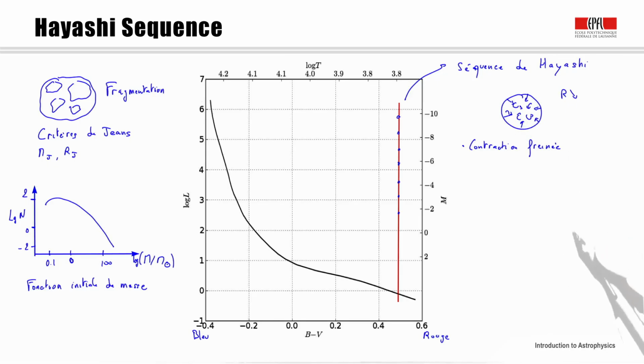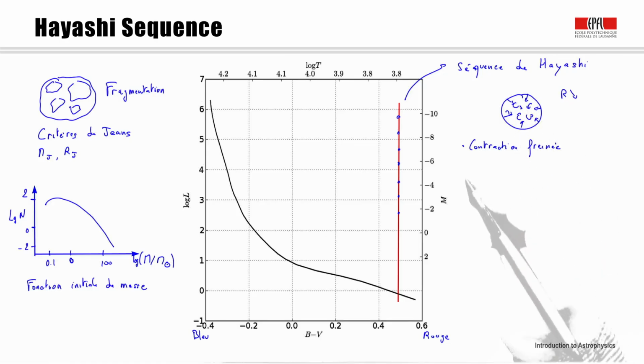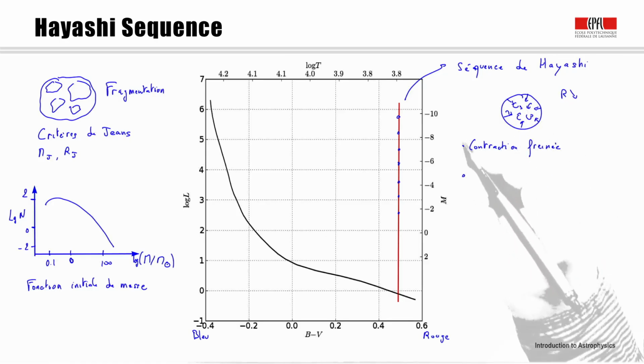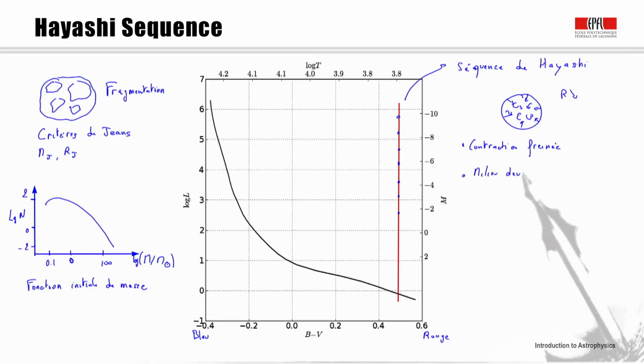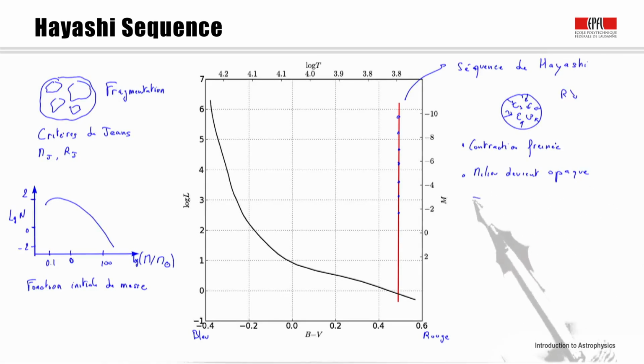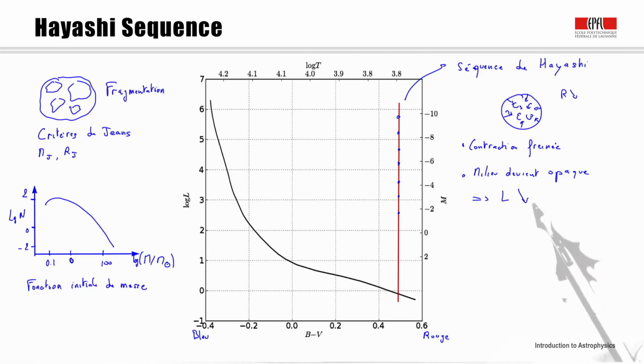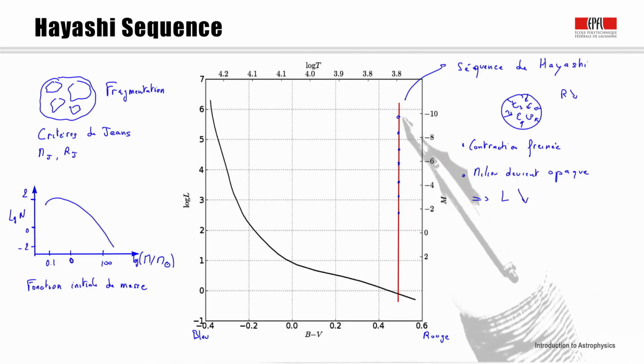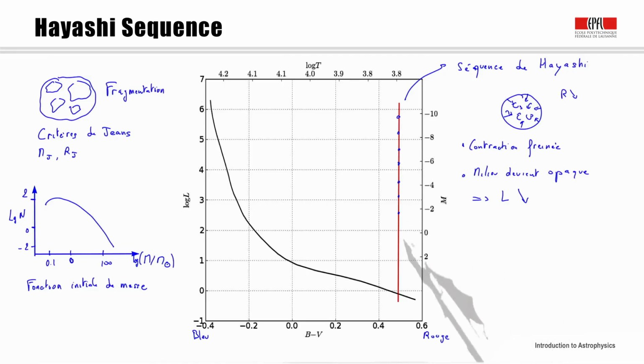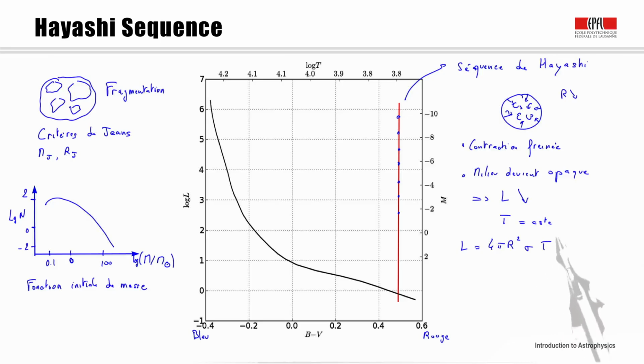When a star contracts, it becomes more and more opaque. The medium becomes opaque, which means that the luminosity decreases. The Hayashi track is an isothermal curve, which means that during the contraction, T stays constant. Remember that L equals 4 pi R squared sigma T^4. L decreases while T is constant, and all other quantities but the radius are constants.